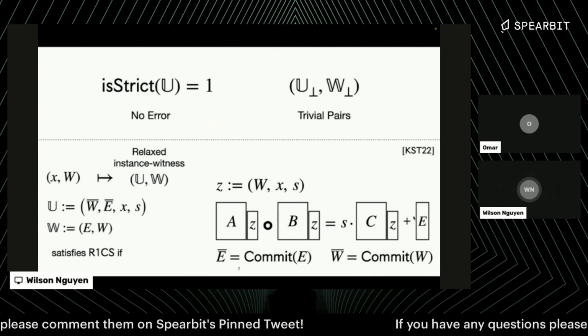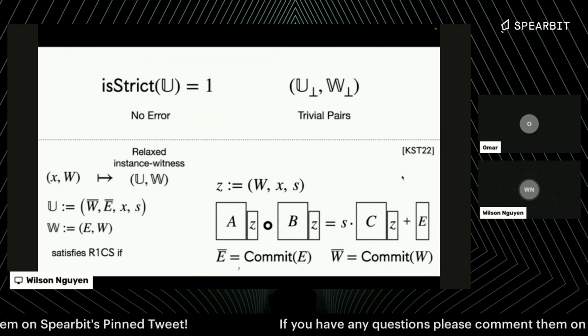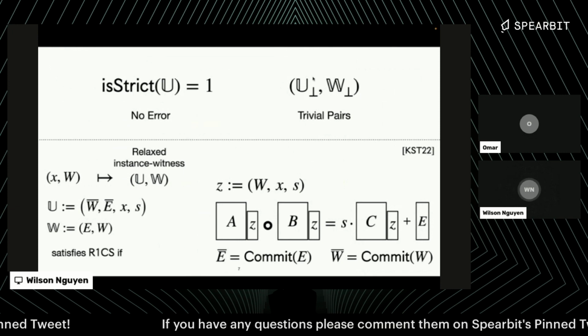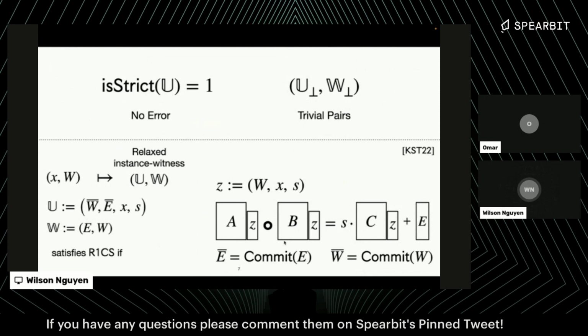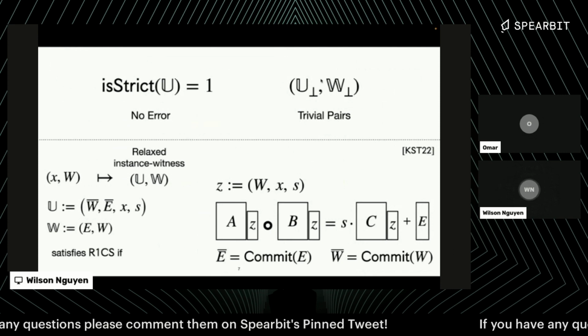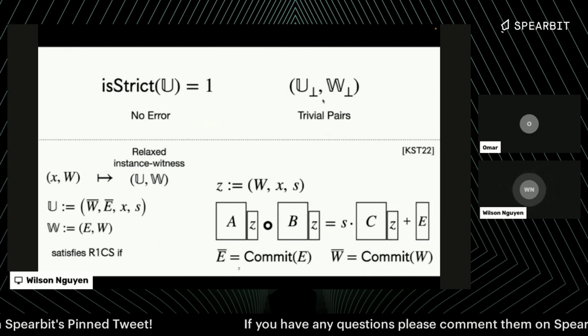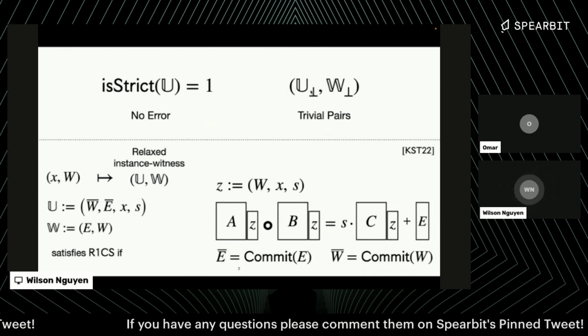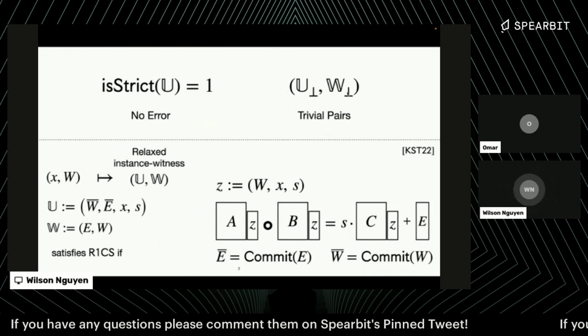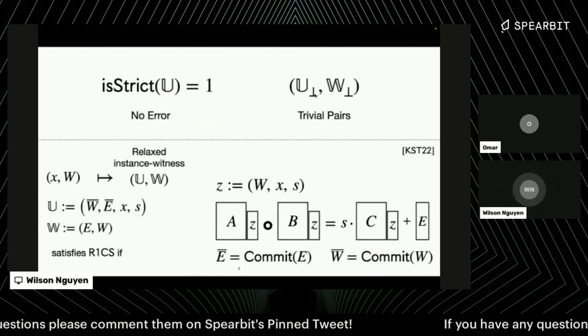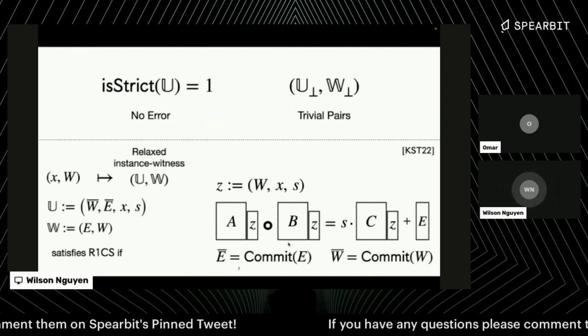Furthermore, because there's this error, it's actually trivial to come up with instance witness pairs that satisfy the constraint system. The intuition here is you literally just set the error vector to whatever is needed in order to make this trivial pair. So I'll denote these as U-bot and W-bot, but all it is just some random instance witness pair that satisfies this constraint system.